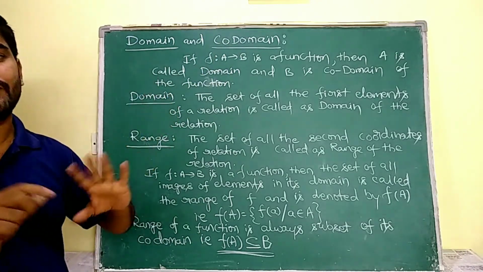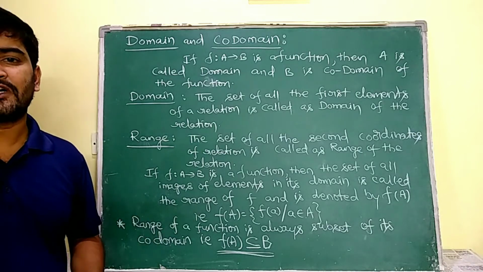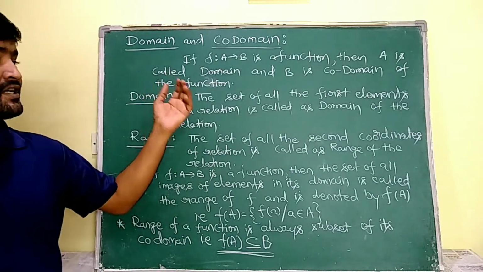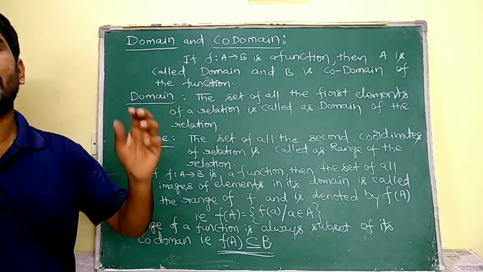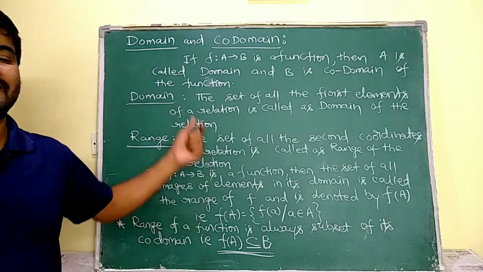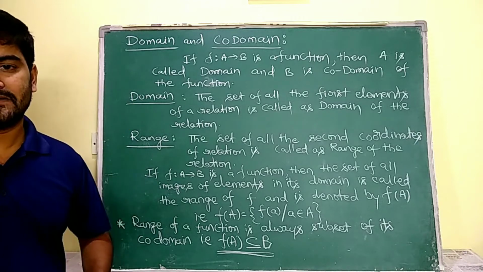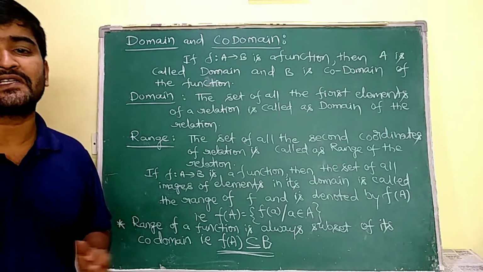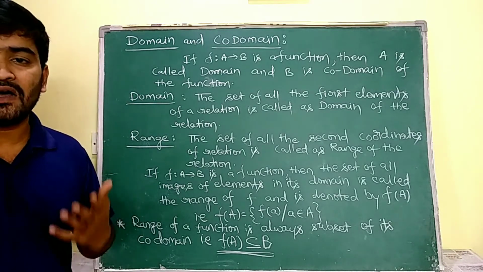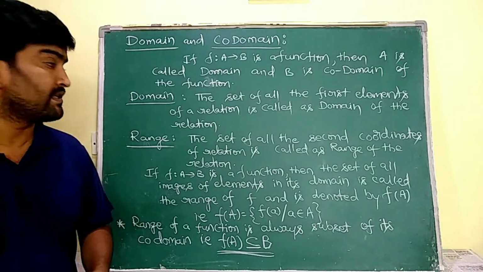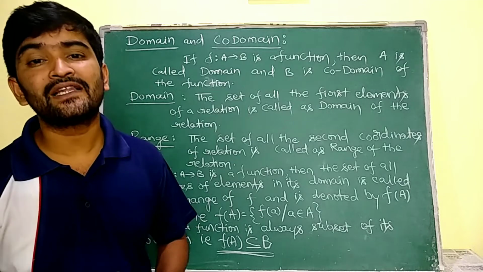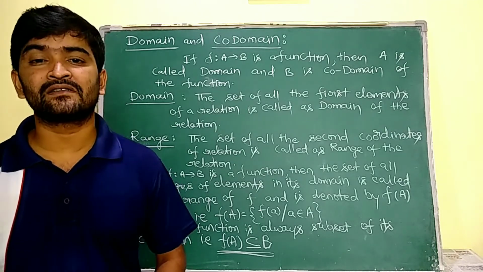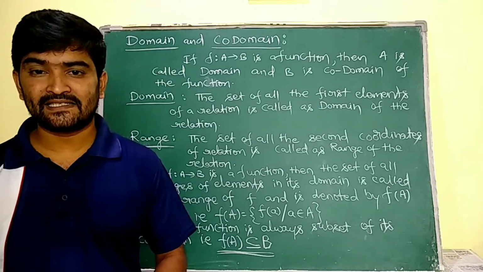But if he is going to give you a set of ordered pairs, then the set of all the first elements of the given ordered pairs of the function is considered as the domain. That means the set of all the first elements of the ordered pairs of the given function. Now, range means the set of all the second elements of the given function is known as the range.